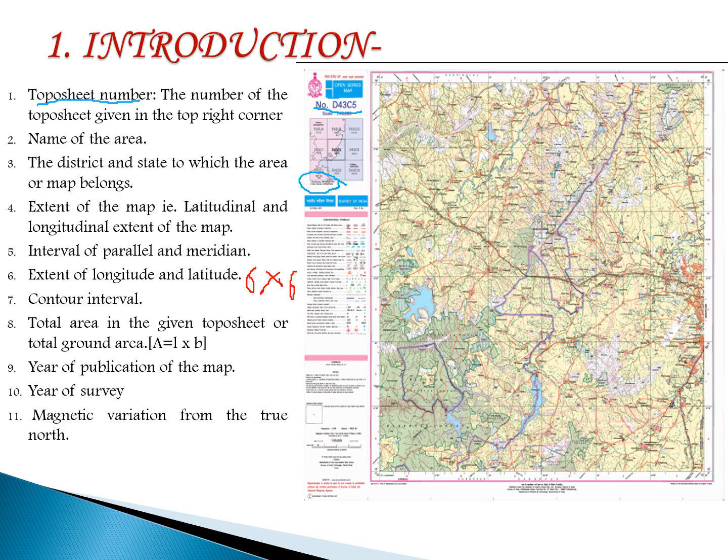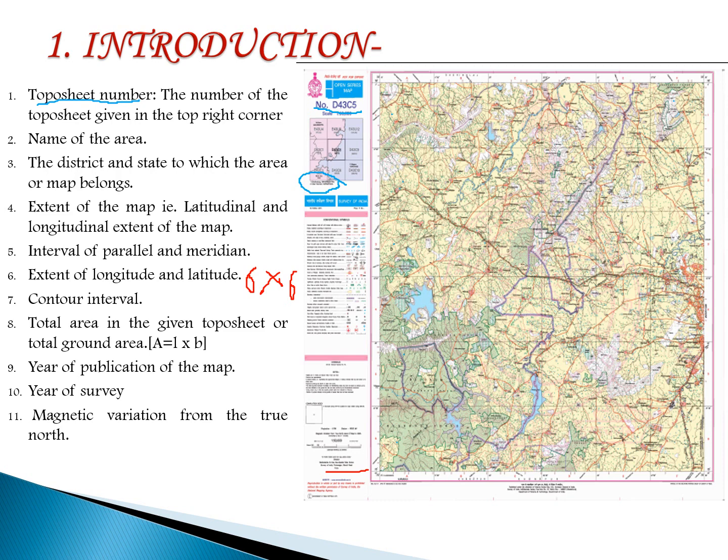Then the contour interval. Either you can find out the difference between two contours at any place on the map, or here it will be given, okay. It will be written clearly that the contour interval is 20 meters or 30 meters, whatever the contour interval may be, that will be written here. You just have to see and write the contour interval.